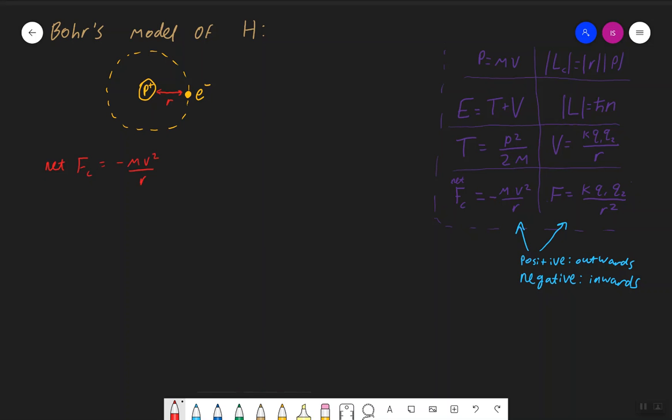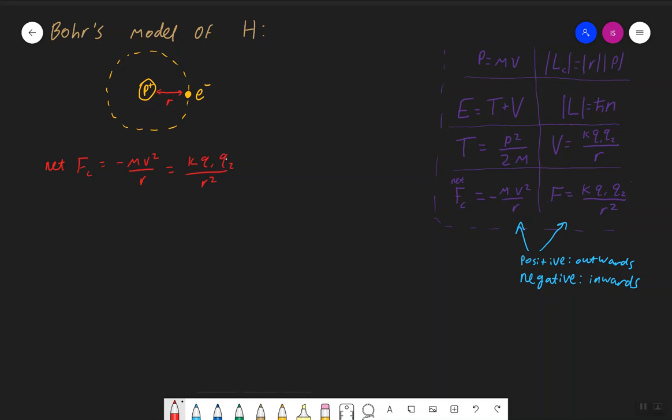But we have to think about, well, what is the force? And we're analyzing the forces on the electron. What force is keeping it in an orbit? Well, that would be the electric force, right? So we can set these two equal to each other. So k q1 q2 over r squared, right? This has to then be equal to k q1 q2 over r squared.